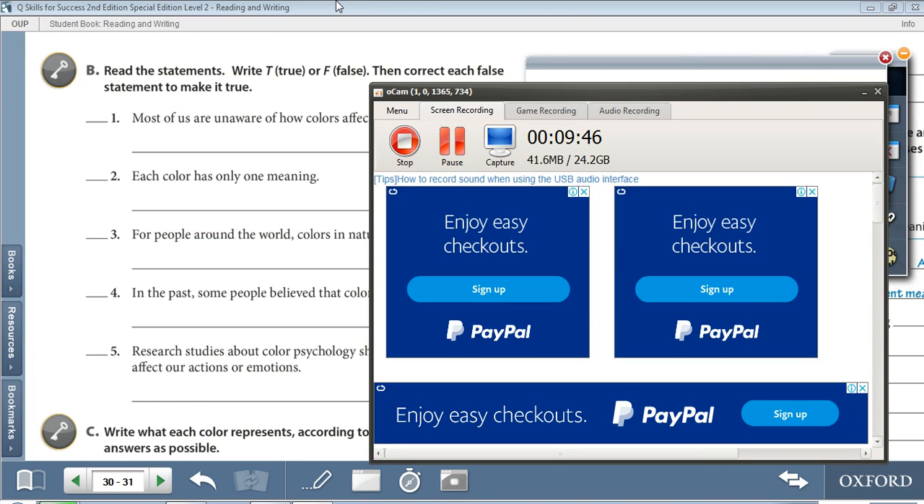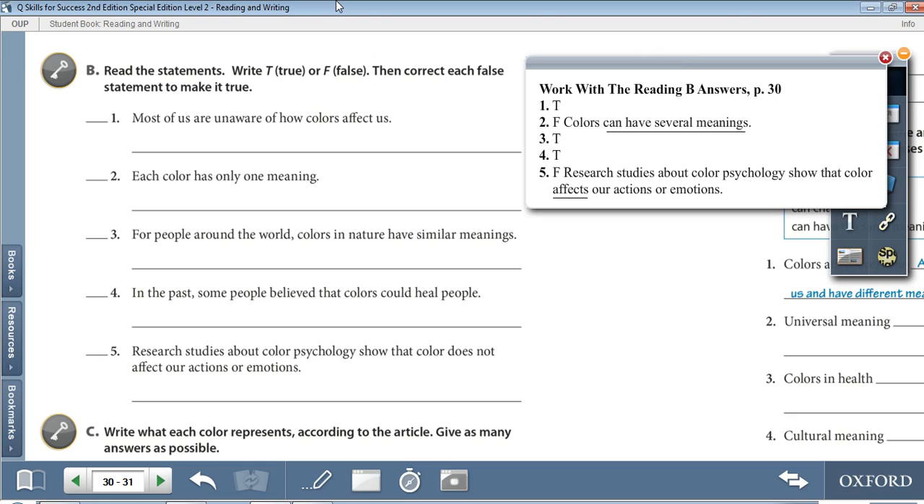Moving on to activity B. Read the statements, write T for true or F for false, then correct each false statement to make it true. 1. Most of us are unaware of how colors affect us. True. 2. Each color has only one meaning. False. Each color or colors can have several meanings.